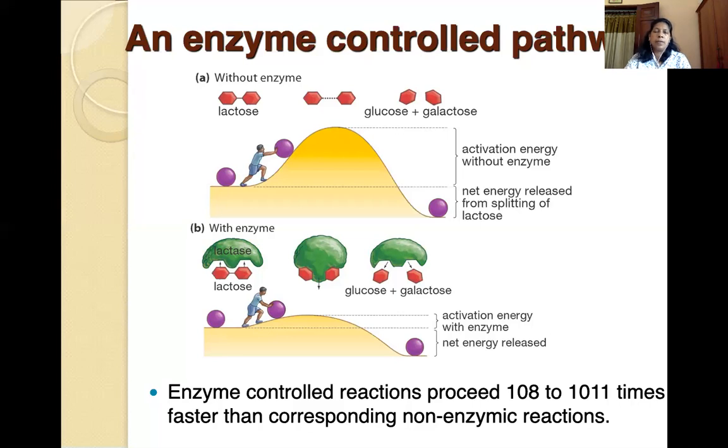Actually, in this situation, enzyme-controlled reactions proceed 10^8 to 10^11 times faster than the corresponding non-enzymatic reaction. By reducing the activation energy, getting the reactants together needs some time, but here it makes it very fast because the reaction hardly needs to reach the transition state. Very quickly it comes to the transition state and the reaction goes on.